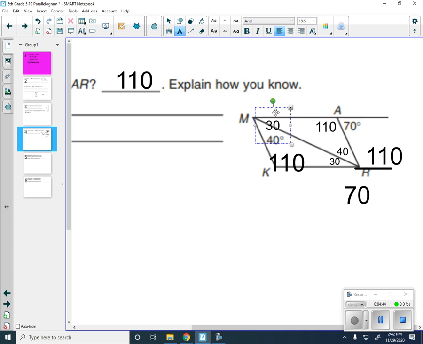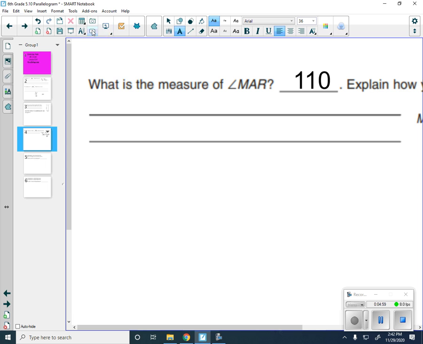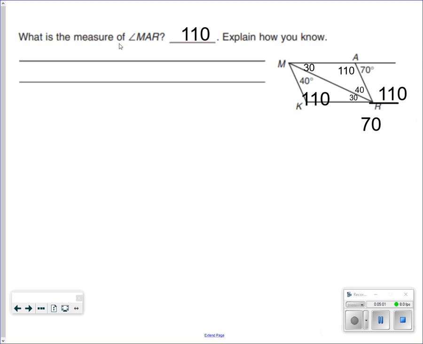Now I'm going to go back and check my work to see if I did this all right. 30 plus 110 is 140, plus 40 is 180. This is a triangle, and all the angles inside a triangle equal 180. Same thing with the math here, 40, 30, and 110. So checking our work, I made a lot more work for us than I needed to, but I kind of like explaining this to you just so you understand what's happening.